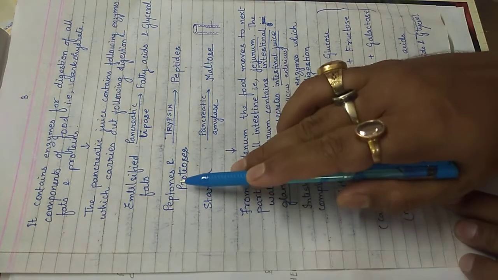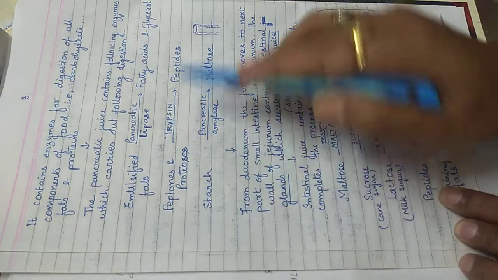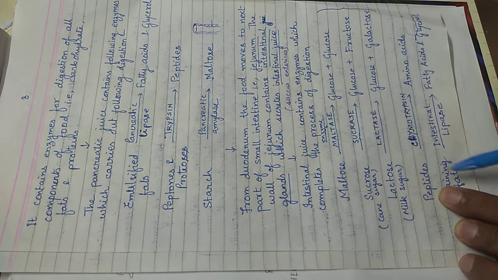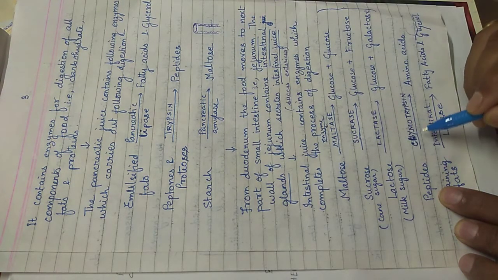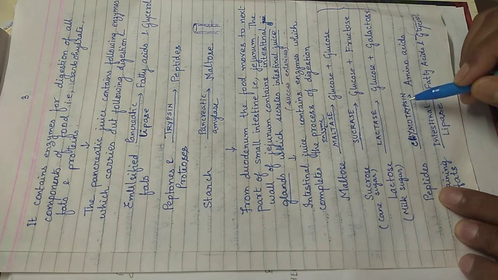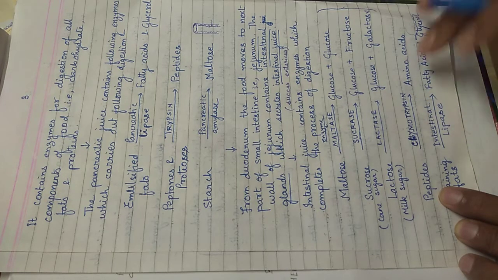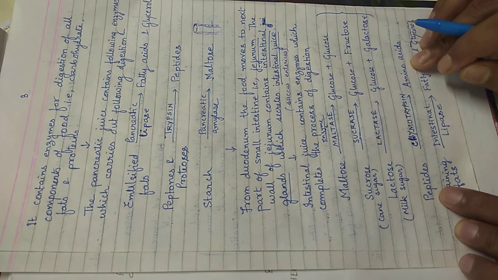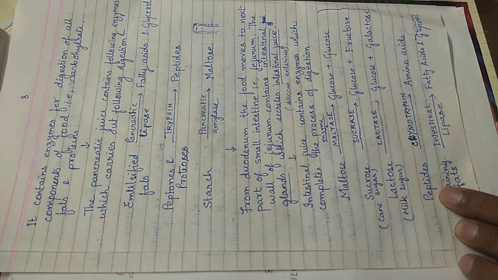Proteins were converted into peptones, and proteases broke them into peptides. Now these peptides will be converted by another enzyme called chymotrypsin into amino acids. So amino acids are the simplest form of your proteins. Now in this form it can be absorbed.